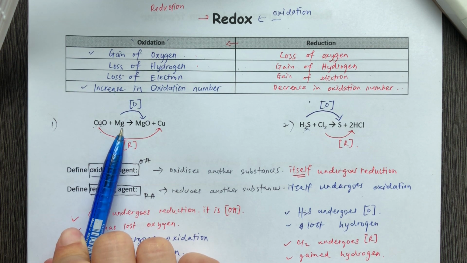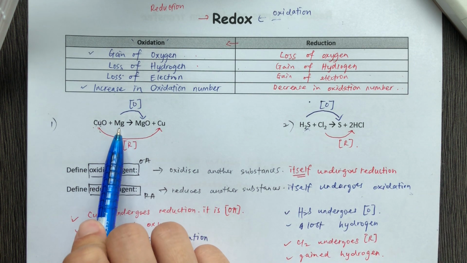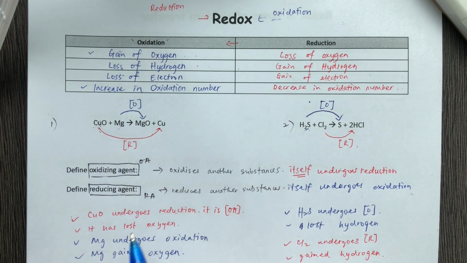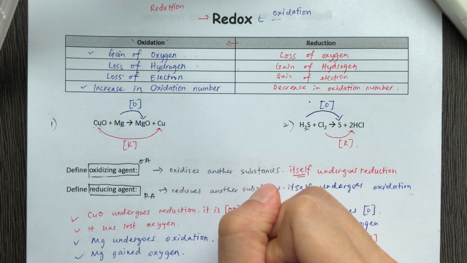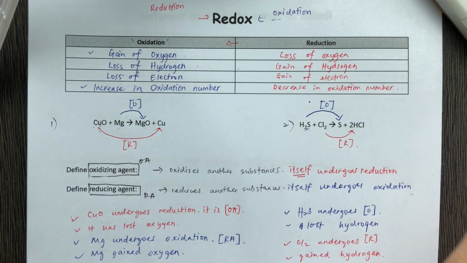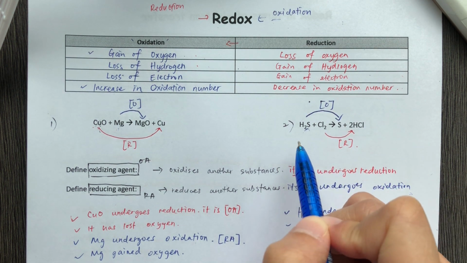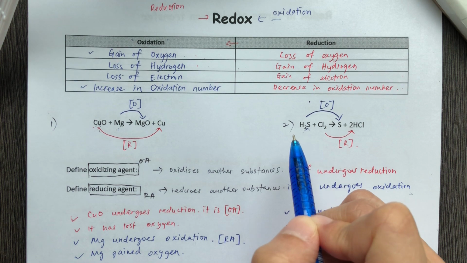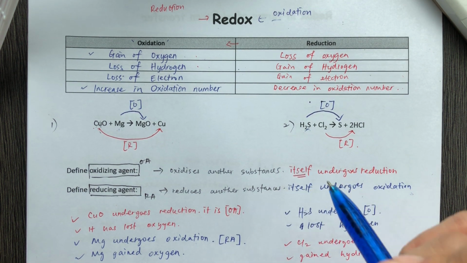So now, come back to this example number 1. CuO reacts with Mg. In this reaction, who undergoes oxidation? Mg undergoes oxidation, right? So if I undergo oxidation, I myself am a reducing agent. Alright, as simple as that. So now it's your turn to tell me, for example 2, who is the oxidizing agent and who is the reducing agent. Okay, so please find out the answer.